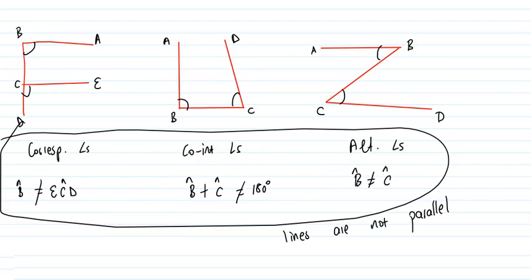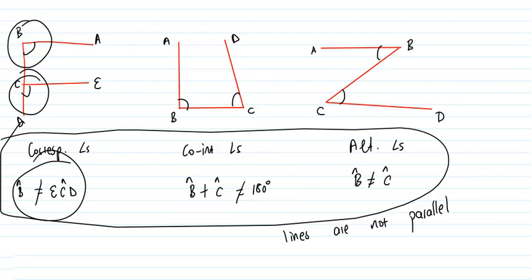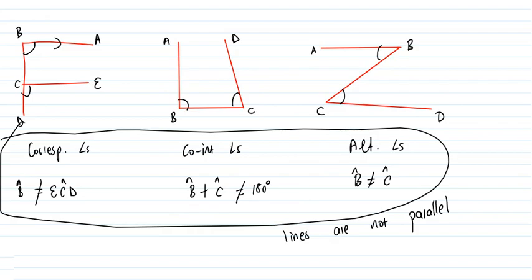We will have corresponding angles. The corresponding angles will be there, but they won't be equal. Why? Because the lines are not parallel. So let's understand that corresponding angles, co-interior, and alternating are words that are used to describe the position of angles.